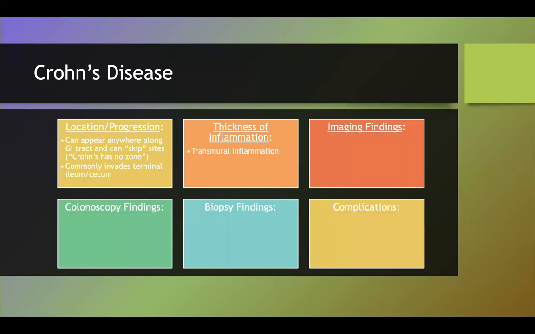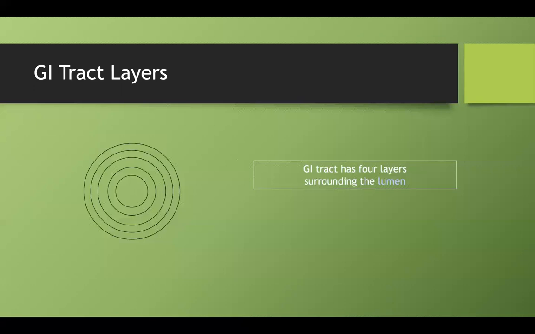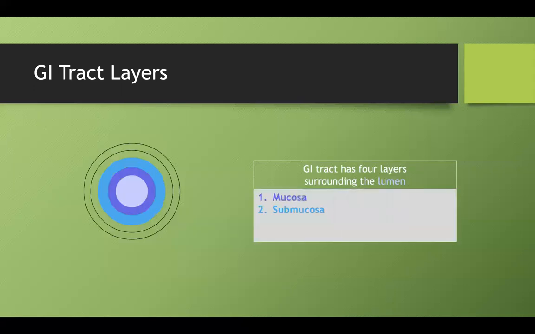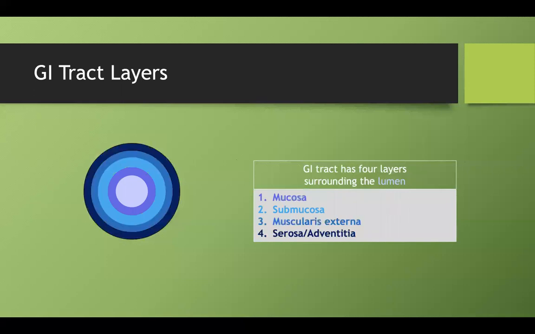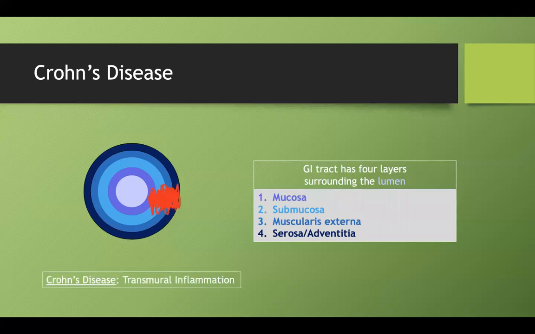For the thickness of inflammation, it's really important to realize that Crohn's disease is transmural inflammation, which means it bores through all 4 layers of the GI tract. And I remember this by the mnemonic, Crohn's digs to the bone. It gets all the way through. So if this is our GI tract, we have our lumen, our mucosa, submucosa, our muscular layer, and then our serosa or adventitia. And in Crohn's disease, you have transmural inflammation, so it gets all the way through each of these layers.